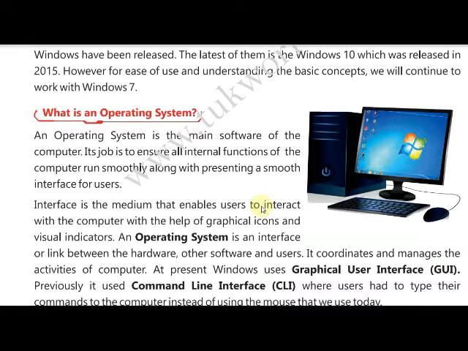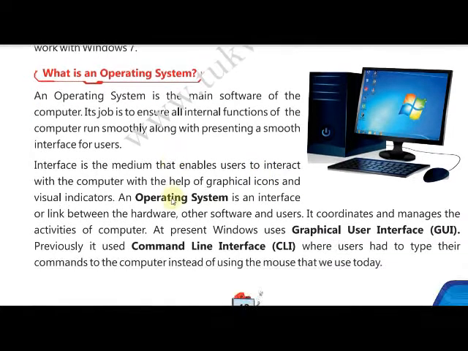So let's see now what is an operating system. Operating system, OS, is the short form of operating system. This is the main software of the computer. It plays a very important role. So what roles are played by the operating system? It allows the user to activate the system, and allows to store and retrieve the data.